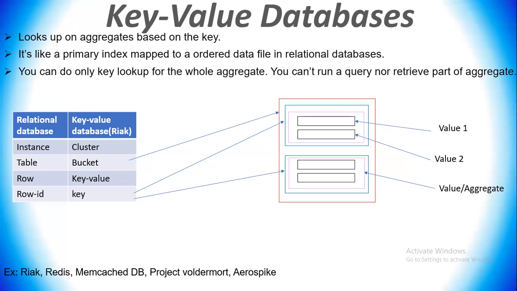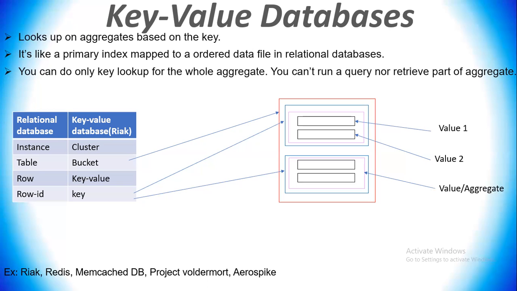But the fact is, for key value stores, you cannot retrieve part of the aggregate. There are some other aggregation models like column family stores and document type databases. Some of those database management systems allow you to retrieve part of the aggregates also. So that depends on the NoSQL database management system used, whether retrieving part of the aggregate is possible or not.